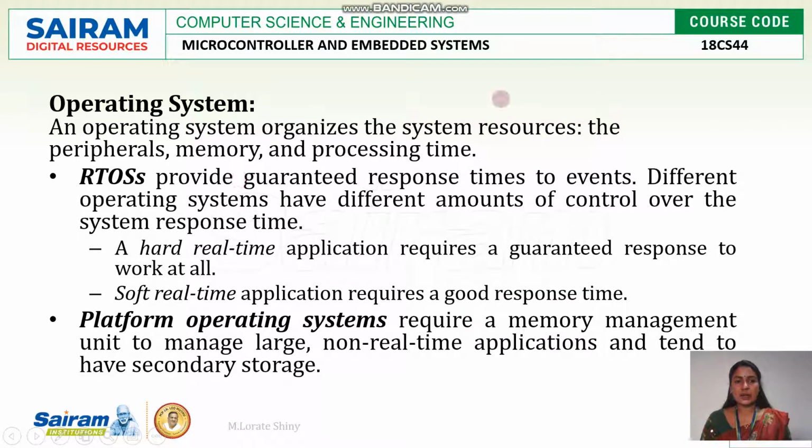Then operating system. Operating system organizes the system resources like peripherals, memory and processing time, everything. There are two types of operating system: real-time operating system and platform operating system. In real-time operating system, the deadline will be followed very strictly. For example, if a task must be completed within 5 seconds, it should be completed within 5 seconds, no more extension like 6 seconds, 7 seconds. Deadline will be followed very strictly. These RTOS provide guaranteed response time to each event. There are two types of real-time operating system: soft real-time operating system and hard real-time operating system.